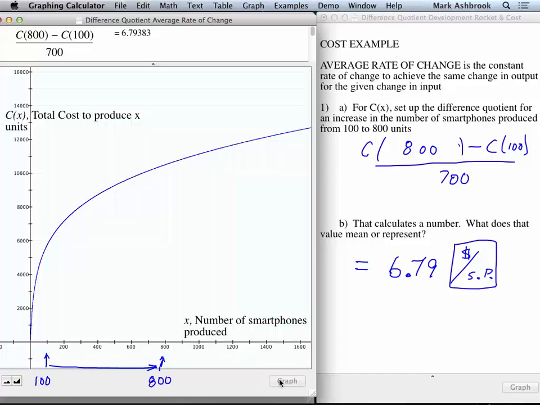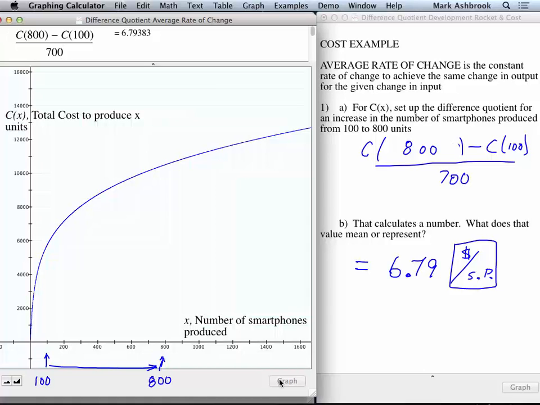So anyone else want to give a chance? Nina. I would say it's the average change in the cost to produce smartphones as units produced changes from 100 to 800. Average change in the cost per smartphone produced. Okay.